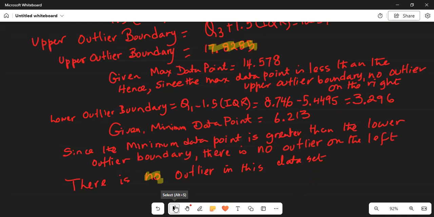So calculate the interquartile range, which is Q3 minus Q1, multiplied by 1.5. Then to the upper quartile, Q3, you add 1.5 times IQR to establish the upper outlier boundary. Any number above the upper outlier boundary would have been an outlier. Similarly, Q1 minus 1.5 times IQR establishes the lower outlier boundary. Any number less than that would have been an outlier.